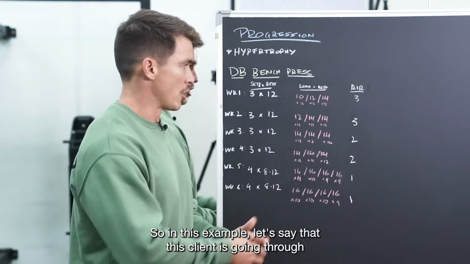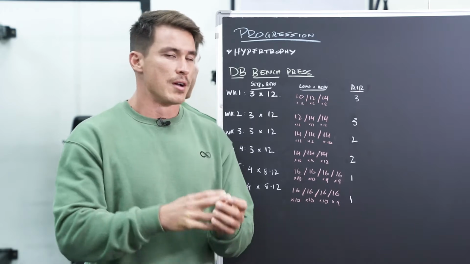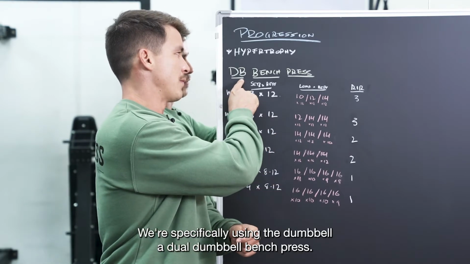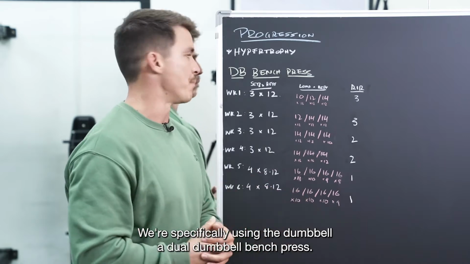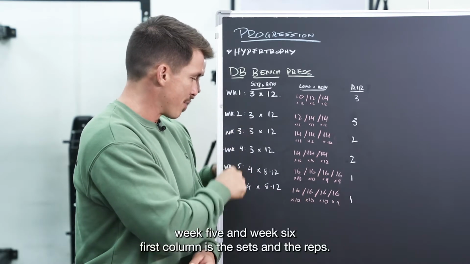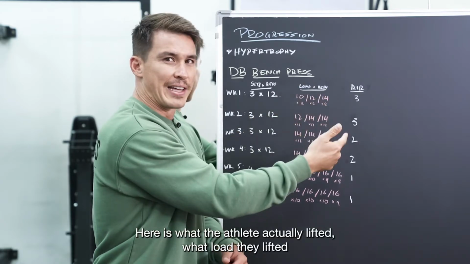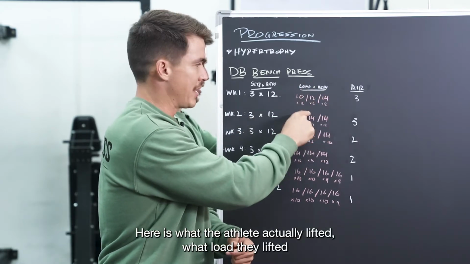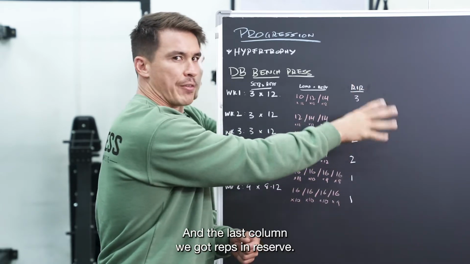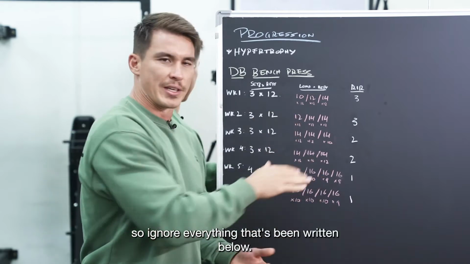So in this example, let's say that this client is going through a hypertrophy block of training. In this exercise, we're specifically using the dual dumbbell bench press. What you're going to see here is week 1, week 2, week 3, week 4, week 5, and week 6. First column is the sets and the reps. Here is what the athlete actually lifted, what load they lifted, and how many reps they completed for each one. And the last column, we've got reps in reserve. I'm going to talk about that in another video. We're going to take this week by week, so ignore everything that's been written below.